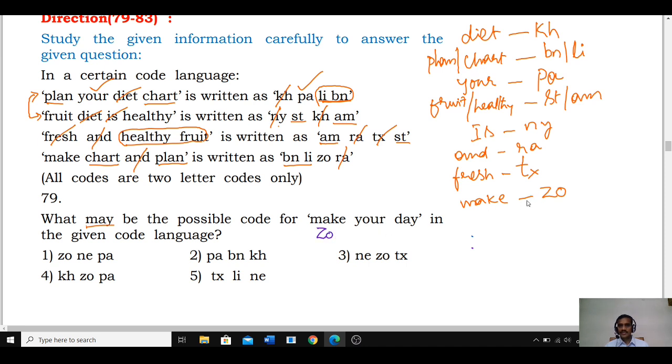Make is ZO and your is what? PA. ZO, PA. And day is not given as the word in any one of the statements.